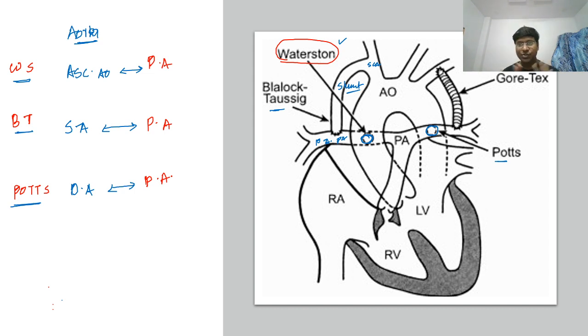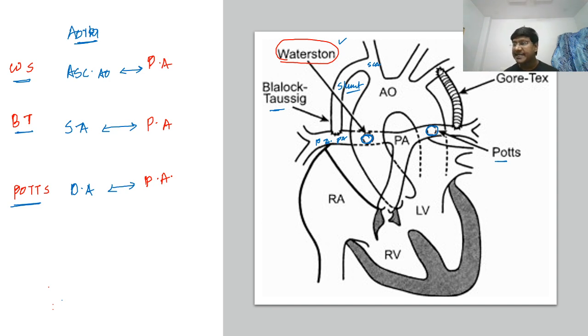So very easy now. Tetralogy of Fallot is not at all a difficult topic. Components, the mnemonic should be dropped. Auscultation, only one important thing: S2 will be single and you will have a flow murmur. And the treatment: palliative therapy and definitive therapy. Palliative therapy is a connection between the aorta and pulmonary artery. The types of palliative therapy are water shunt, BT shunt and pot shunt. Water shunt, ascending aorta and pulmonary artery. BT shunt, subclavian artery and pulmonary artery. Pot shunt, descending aorta and pulmonary artery.